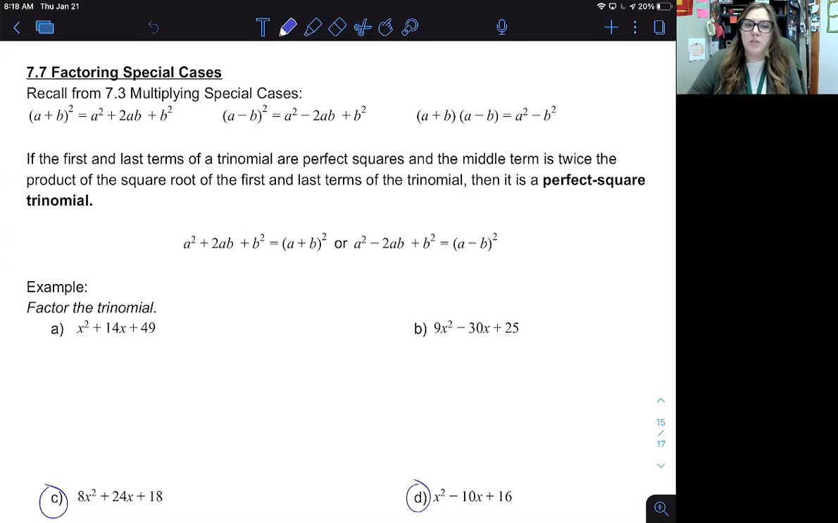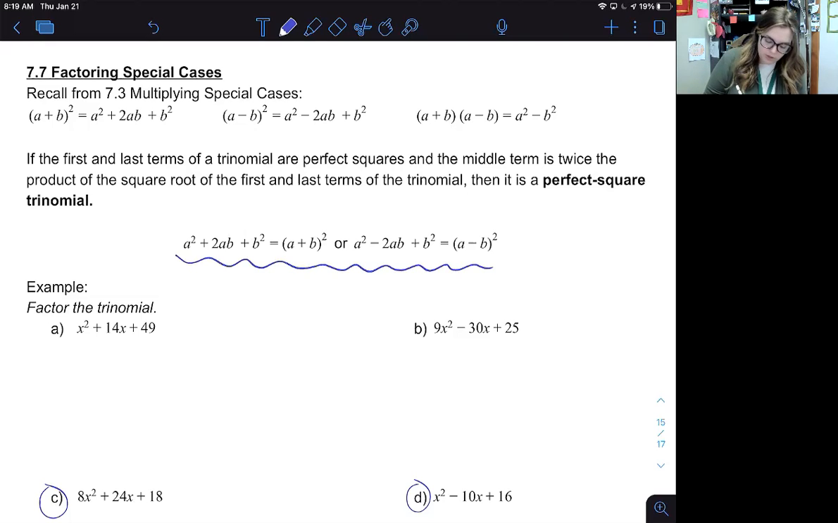All right, so the first one, if the first and last terms of a trinomial are perfect squares, and the middle term is twice the product, so multiplying, of the square root of the first and last terms of the trinomial, then it is a perfect square trinomial. And that is where these formulas come from. So if we look at this first one, factor the trinomial x squared plus 14x plus 49.